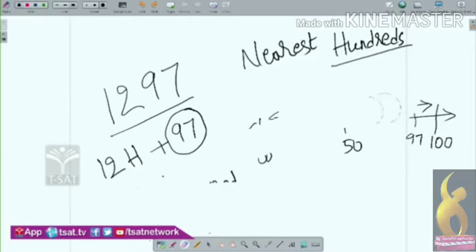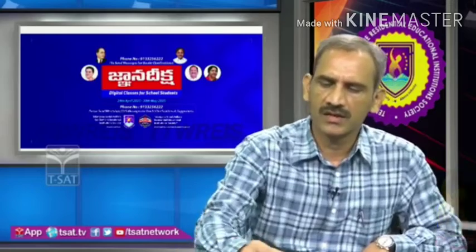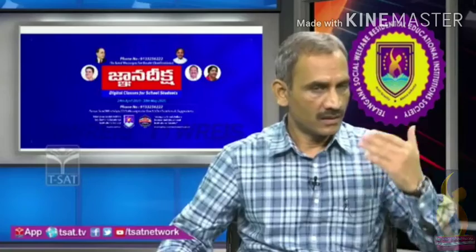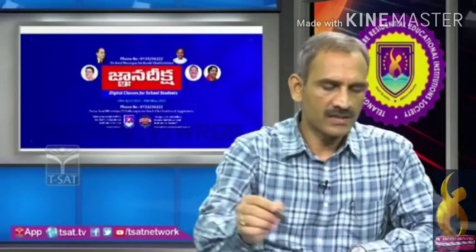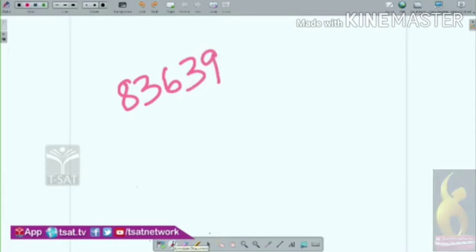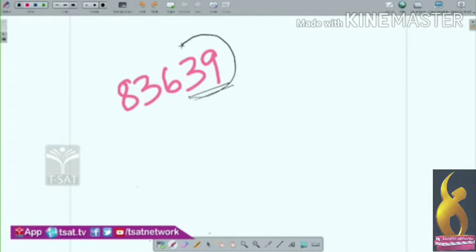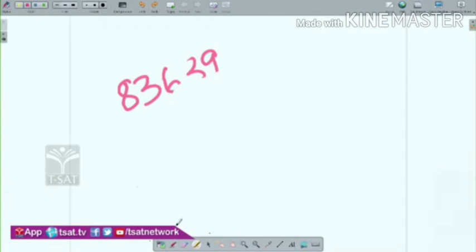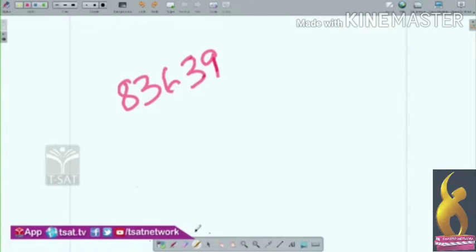Now let us take one number and apply all the concepts, that means nearest tens, nearest hundreds, nearest 1000 and nearest 10,000. Let us take a number 83,639. Now the first case, I want to write this to its nearest tens. Tens means you have to take this. As we are discussing tens here, we have 39, right. Here we want to discuss nearest to tens.